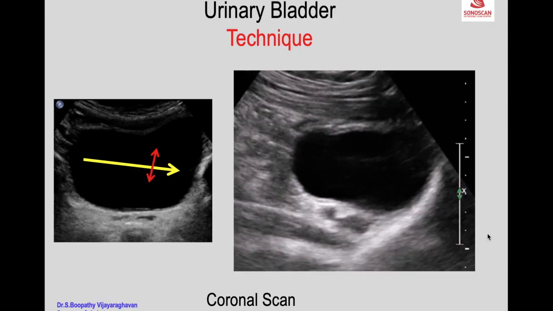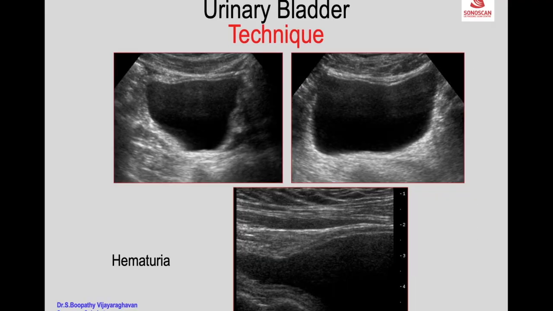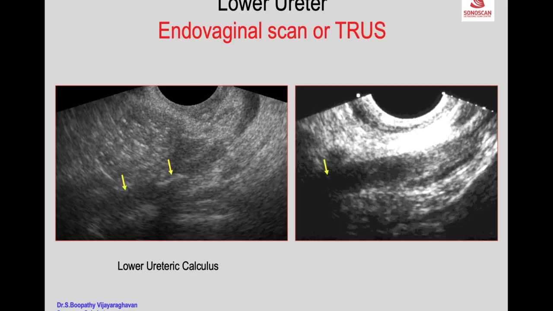So this is useful in certain situations. I will show one illustration of this. Now this is a patient presenting with hematuria. You see the sagittal scan, transverse scan. So here another example of a dilated, slightly dilated distal most ureter.